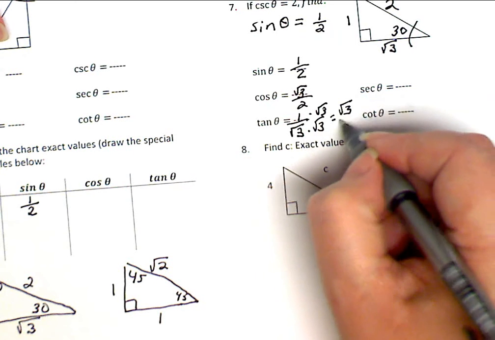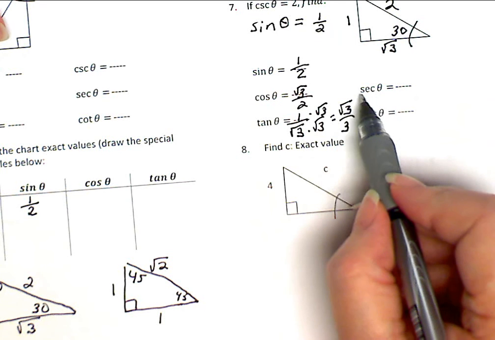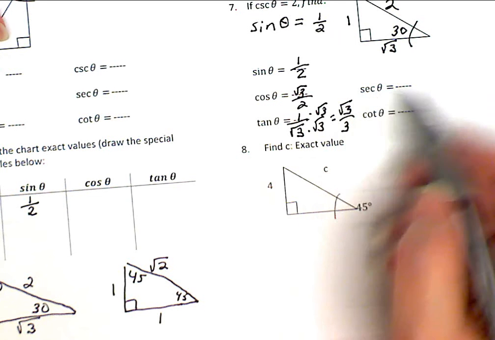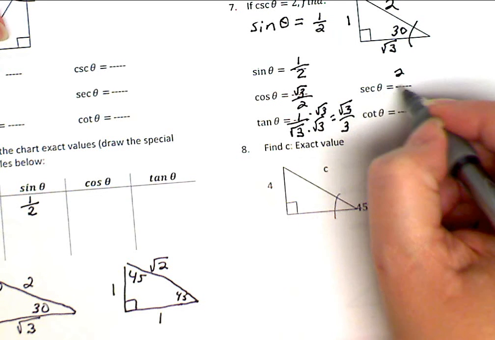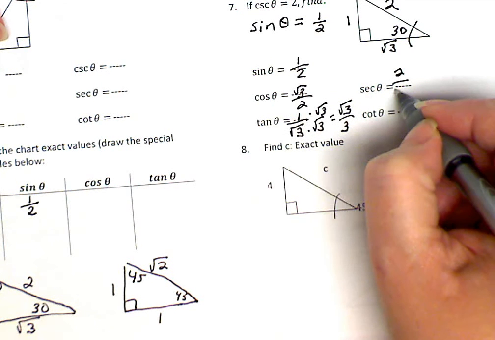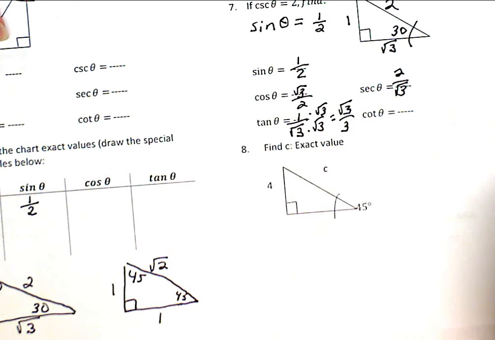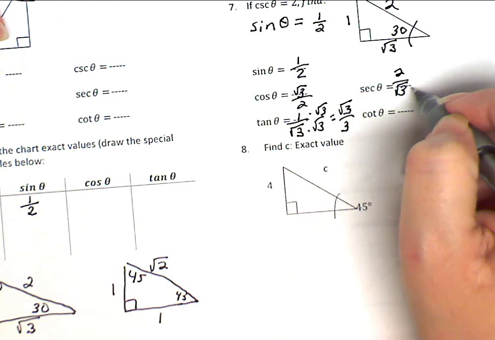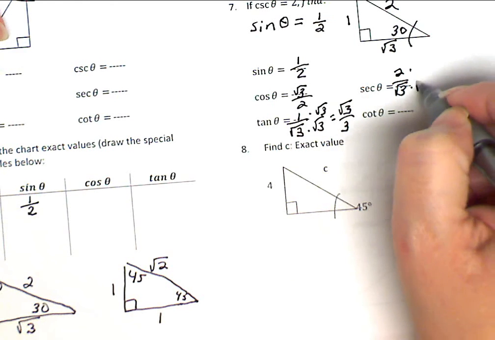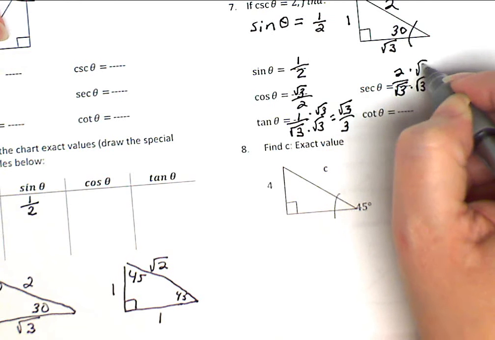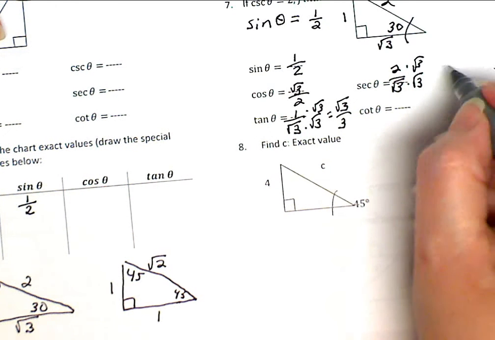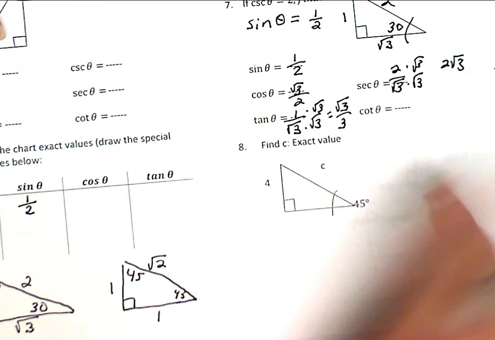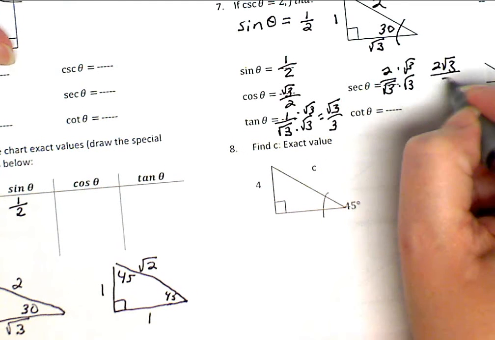So 2 over square root of 3, because you have to reciprocate. Then what? I'm going to multiply top and bottom by the square root of 3, right? So 2 times the square root of 3 is 2 square roots of 3 over 3. Ow, my hands are sore.